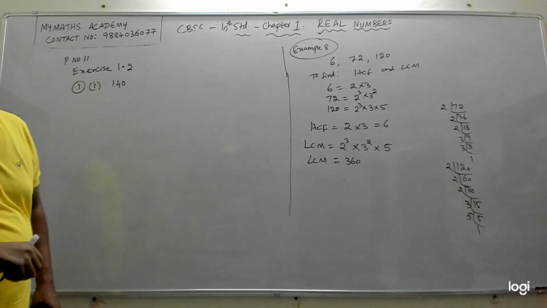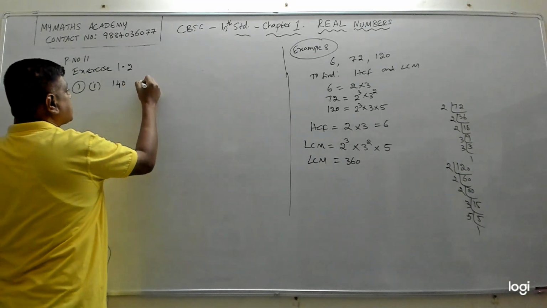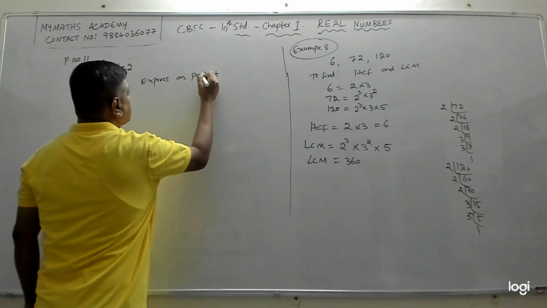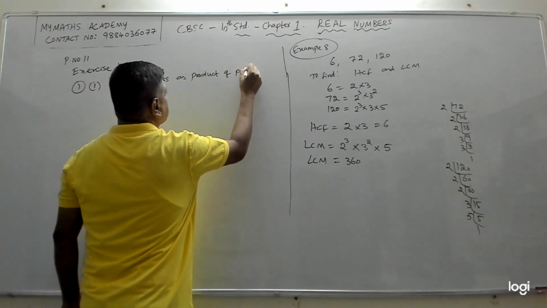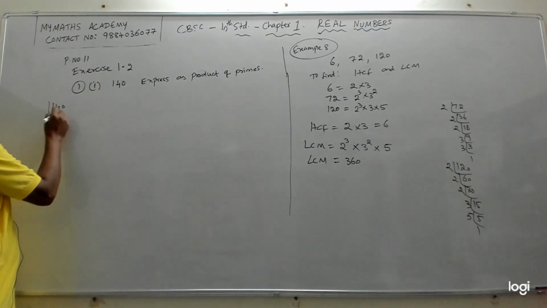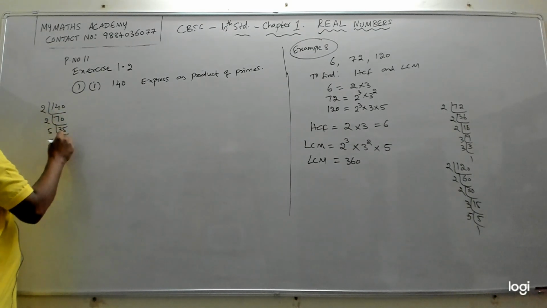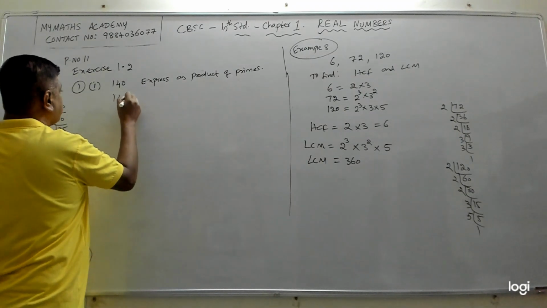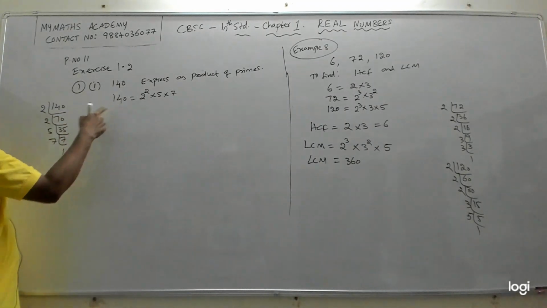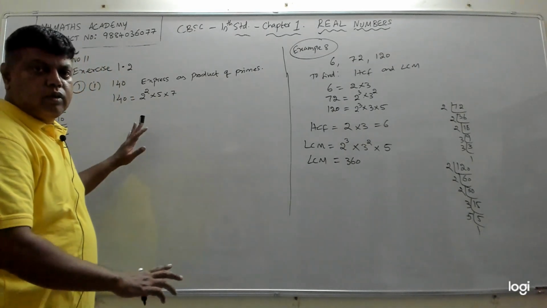We have to express each number as a product of primes. So we should write 140 as a product of primes. We will do this, right? So 2 times 70, 2 times 35, 5 times 7, 7 times 1. So 140 can be written as 2 square into 5 into 7. Clear? So that's all. This is over.